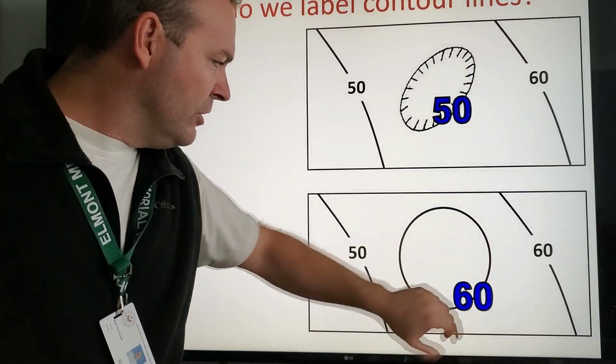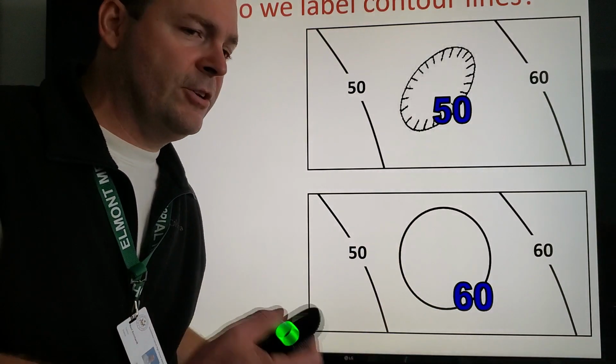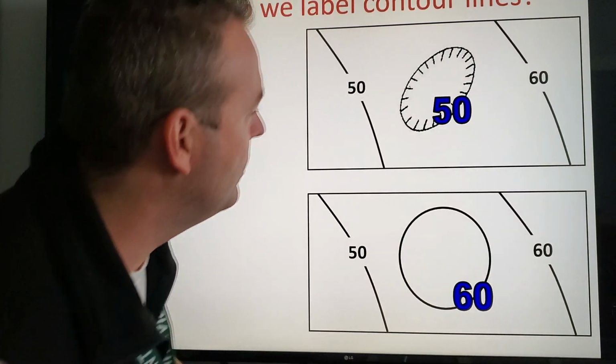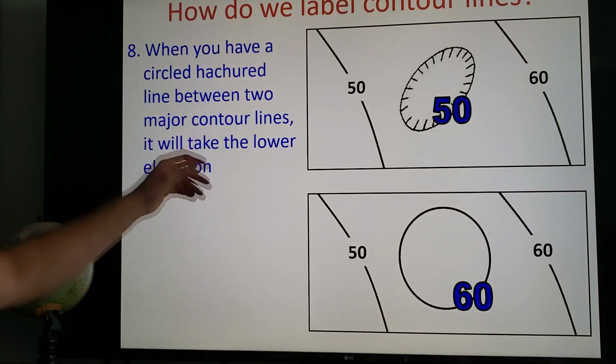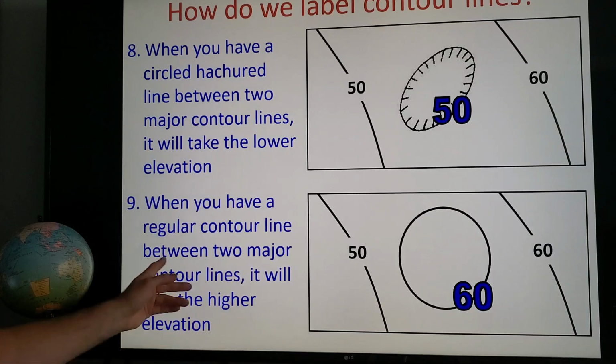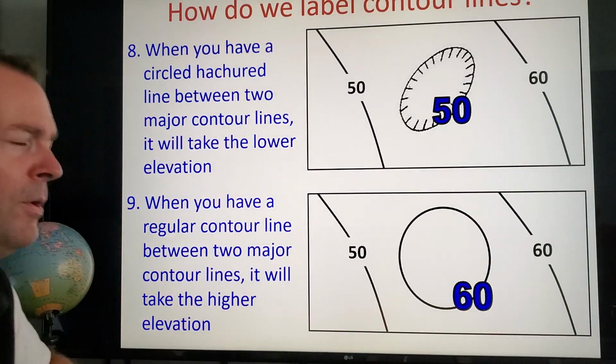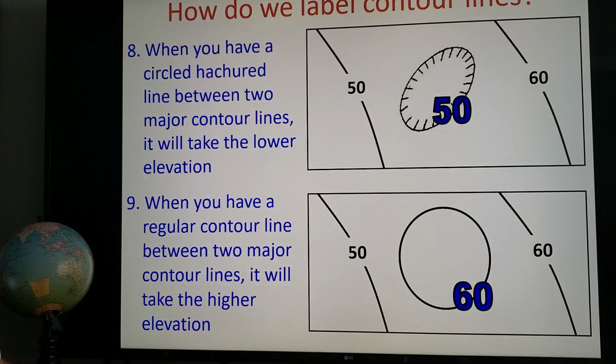Over here, you're still going uphill, so the next line is going to be higher, right? There's no Hatcher lines indicating a hole or a crater. So jot that in there. When you have a circled Hatcher line between two major contour lines, it'll take the lower elevation. And, of course, this one for there. I think I left those in your notes. You don't have to copy the whole thing, but please make sure that makes sense to you.